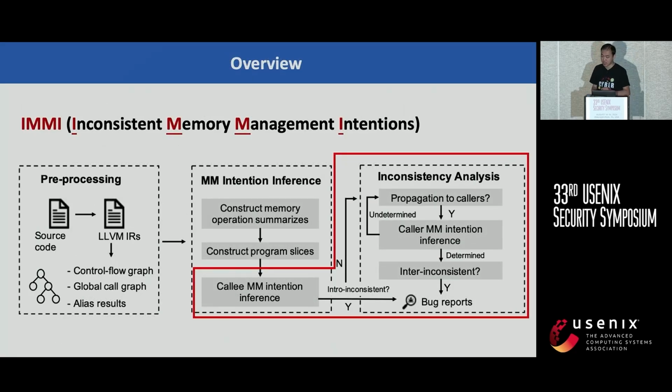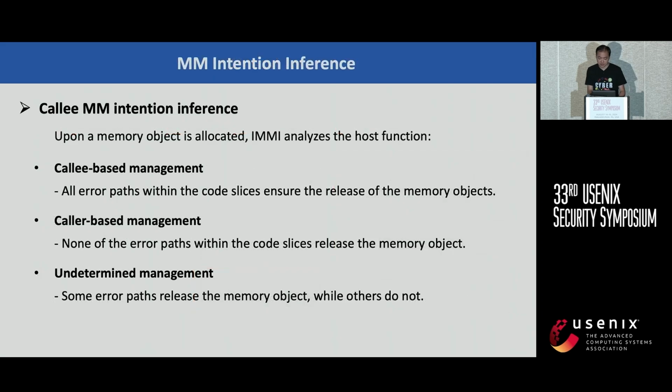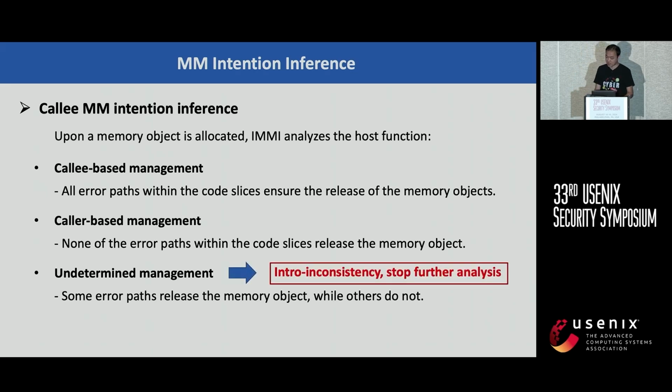And finally, it comes to our intention inference. For each memory object, we infer its management method from both its host function, namely the callee, and its caller function. So first, let's see the callee inference. Callee inference determines whether a function releases a memory object in all its error handling paths. If it does, the object is in callee-based management. If it doesn't, it's caller-based. Otherwise, if the release is inconsistent, it is considered undetermined management. An undetermined management is a potential bug, and we stop further analysis of its caller.